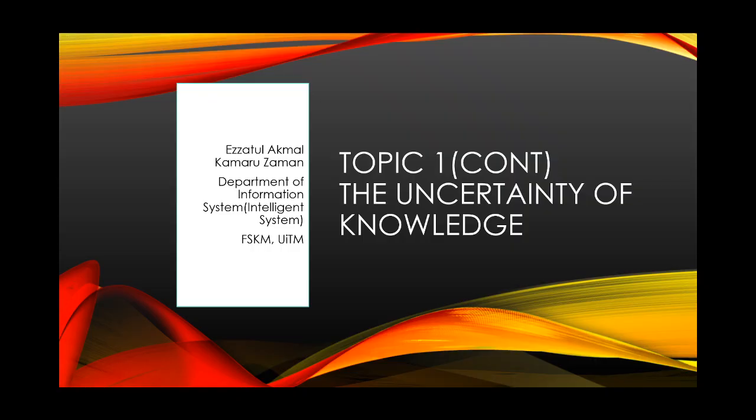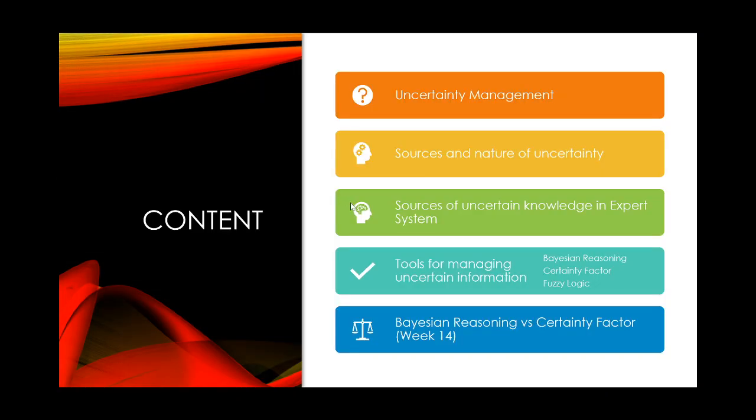So this is the last topic of ISP 568 where we are going to take a look at the continuation of the uncertainty of knowledge. Previously in the first week we have taken a look at uncertainty management, sources and nature of uncertainty, sources of uncertain knowledge in expert systems, and tools for managing uncertain information. But then we just took a look at fuzzy logic throughout the semester. So now we are going to take a look at Bayesian reasoning and the certainty factor.